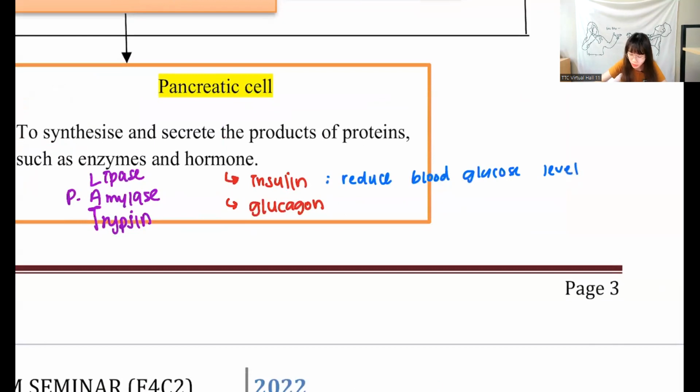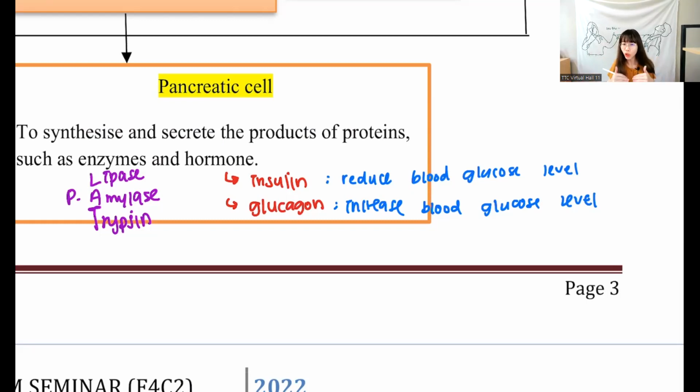It's to reduce blood glucose level. This is to increase blood glucose level. So only diabetic patients have to inject insulin, because a diabetic patient has a higher sugar level, right? Once they inject insulin, the blood sugar level reduces. When blood sugar level reduces, then they can live their normal life.